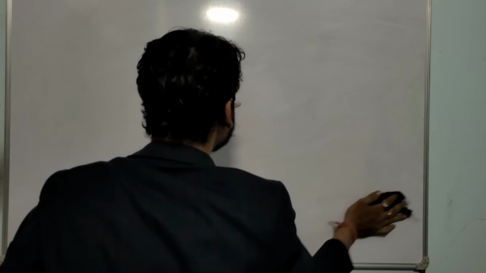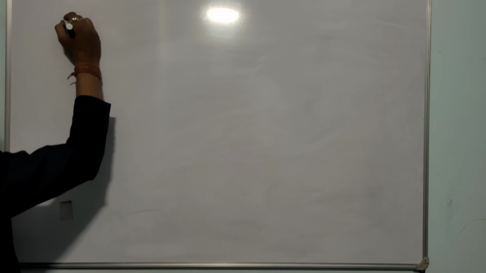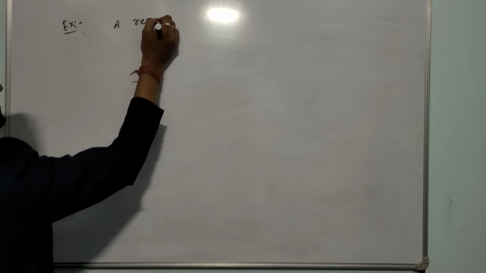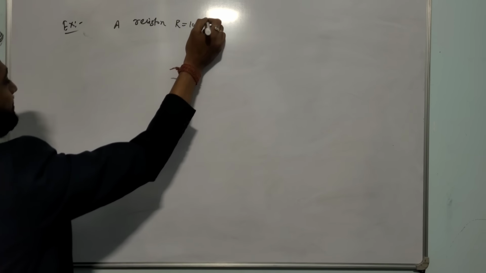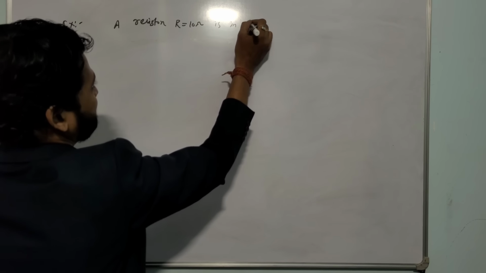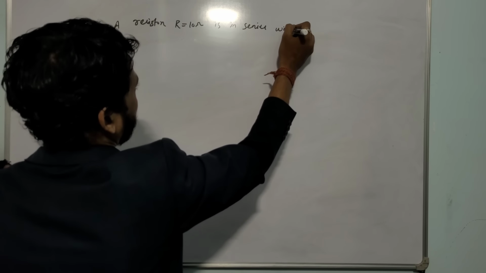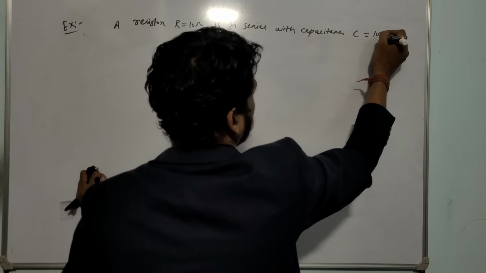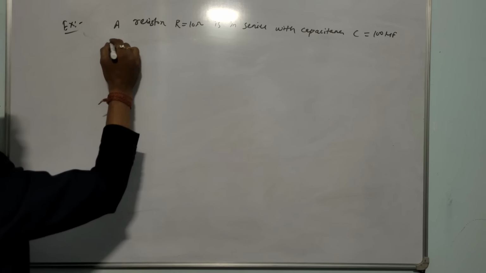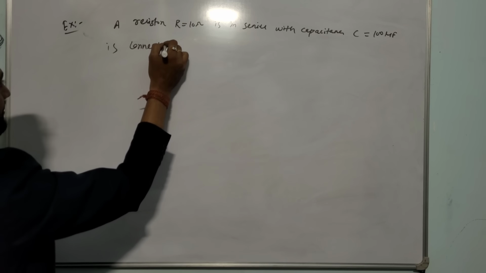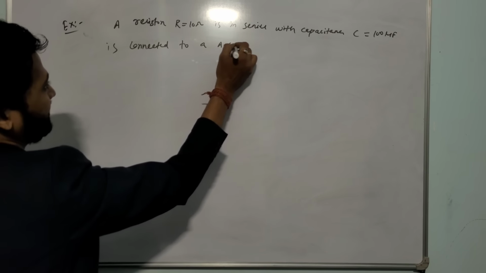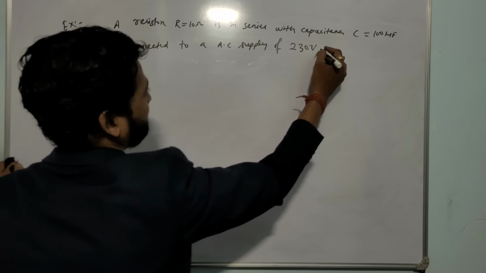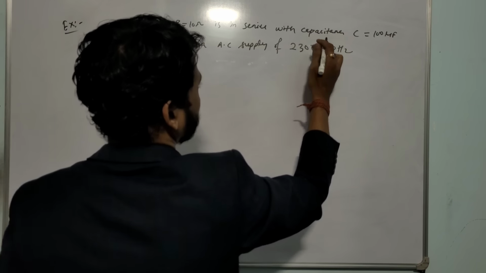Next question is based on RC series circuit. Next question, मतलब a resistor, क्वेश्चन क्या है, a resistor of resistance 10 ohm is in series with a capacitor of capacitance, let it be 100 microfarad, is connected to a AC supply of 230 volt 50 hertz.